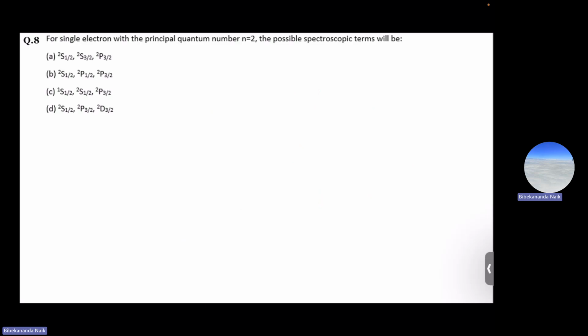Now we move to question number 8. Question number 8 says, for a single electron with the principal quantum number n equal to 2, the possible spectroscopic terms will be: 2s 1/2, 2p 3/2; 2s 1/2, 2p 1/2, 2p 3/2; 1s 1/2, 2s 1/2, 2p 3/2; 2s 1/2, 2p 3/2 and 2d 3/2. So here it is given n equal to 2 and a single electron.